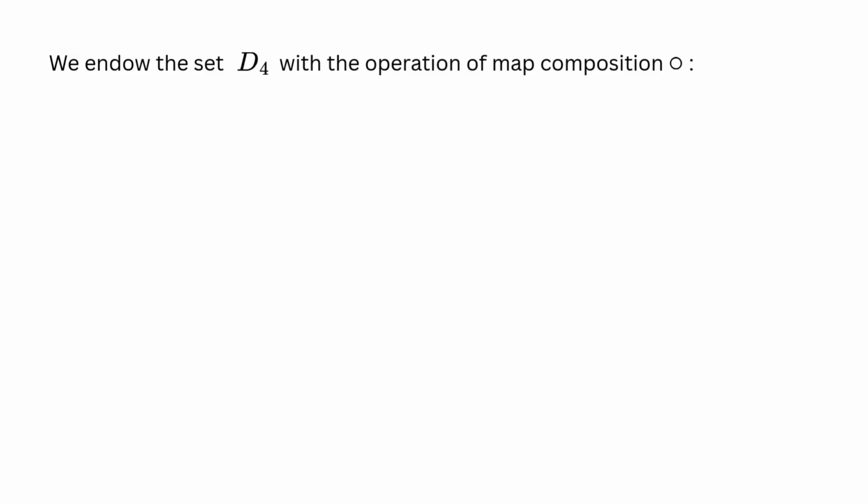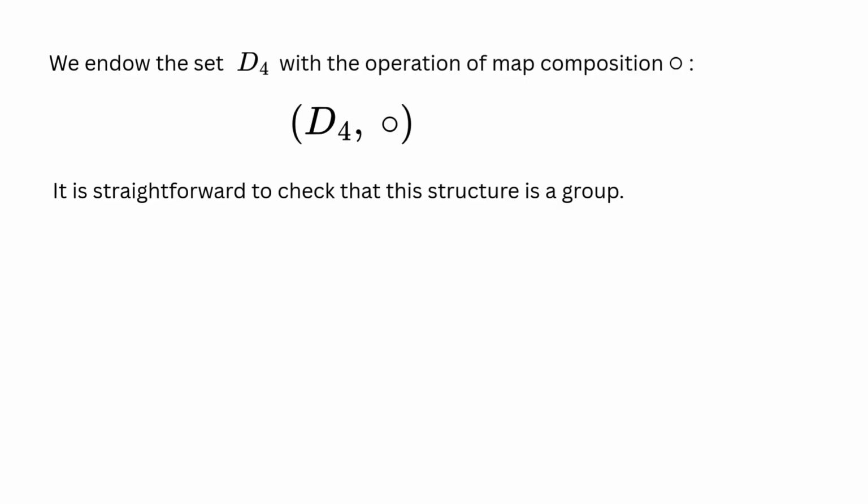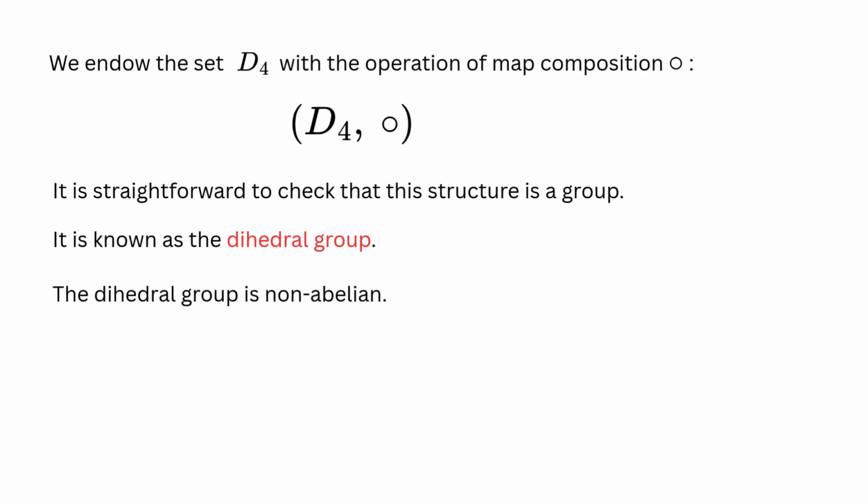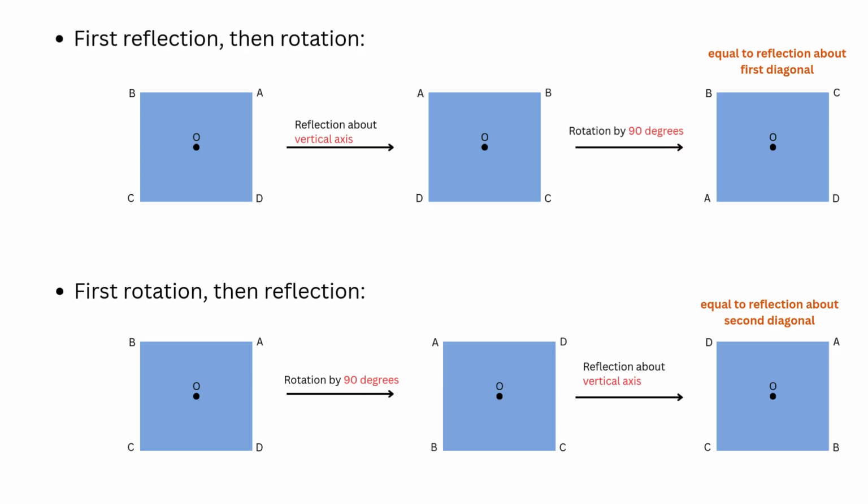We now endow the set D4 with the operation of map composition. Then, it is a matter of straightforward calculations to check that D4 acquires a group structure. The resulting group is known as the dihedral group. However, it is not an abelian group. For example, a reflection across the vertical axis followed by a 90-degree rotation results in a different element than a 90-degree rotation followed by a vertical reflection. Consulting the figure, the first composition equals the reflection about the first diagonal, while the second composition equals the reflection about the second diagonal.